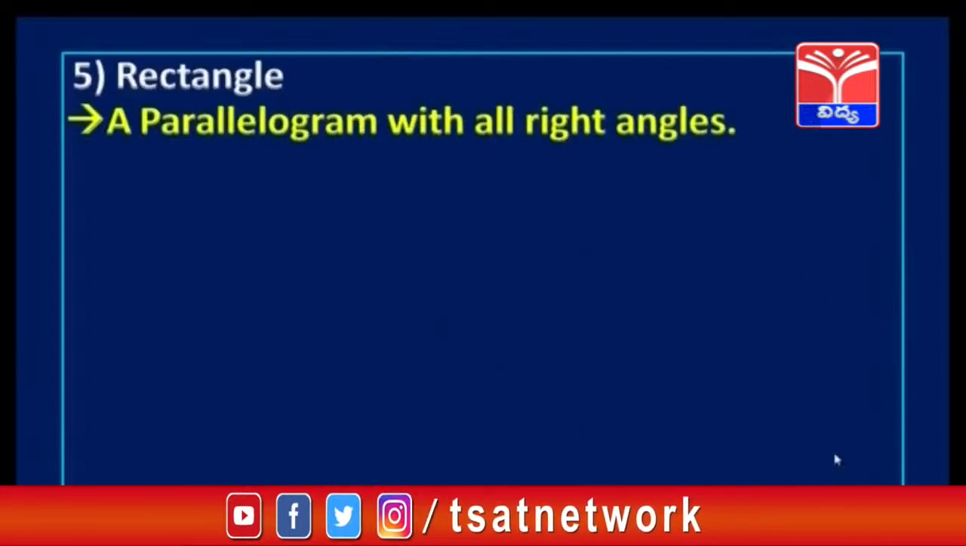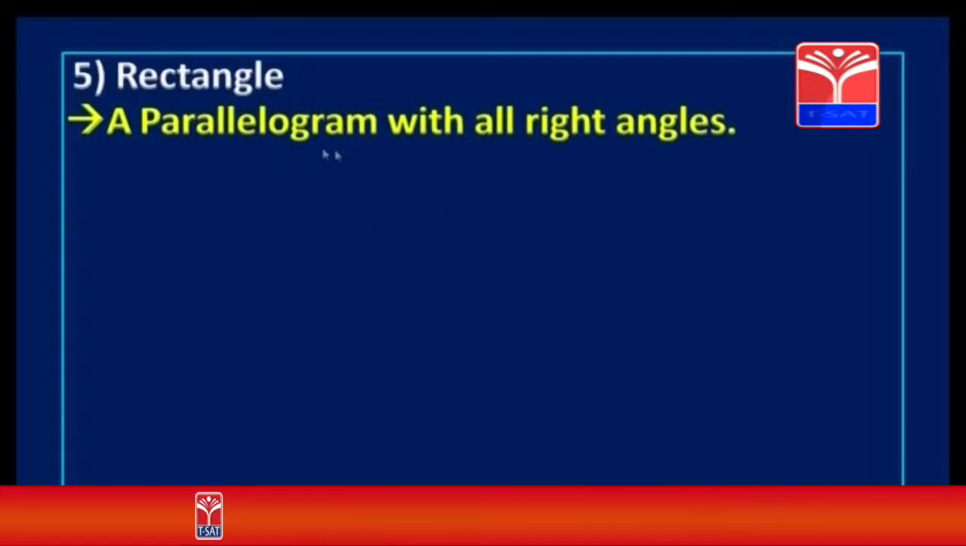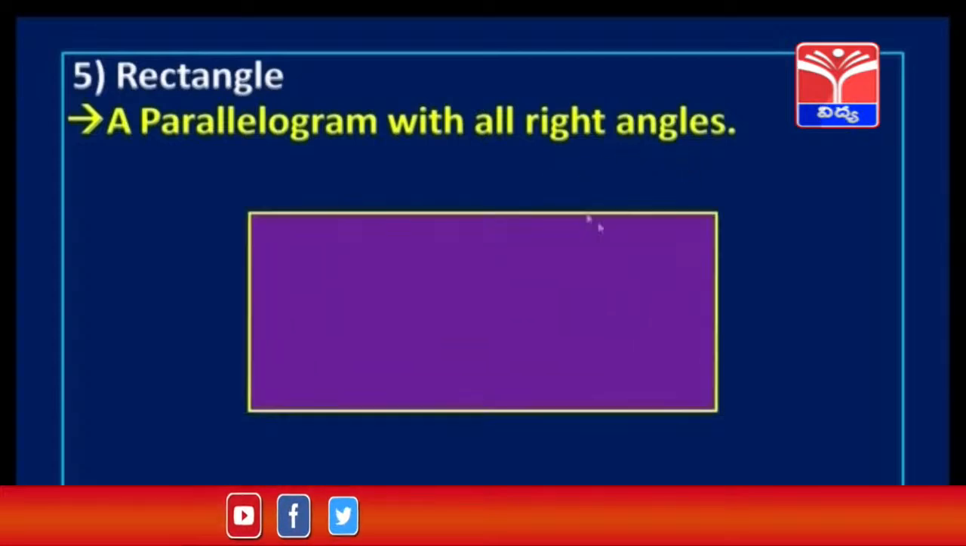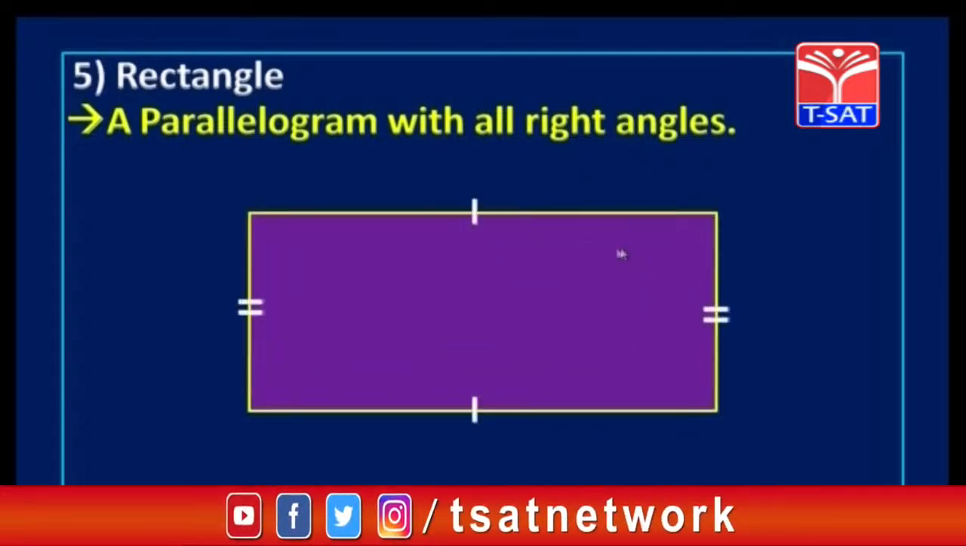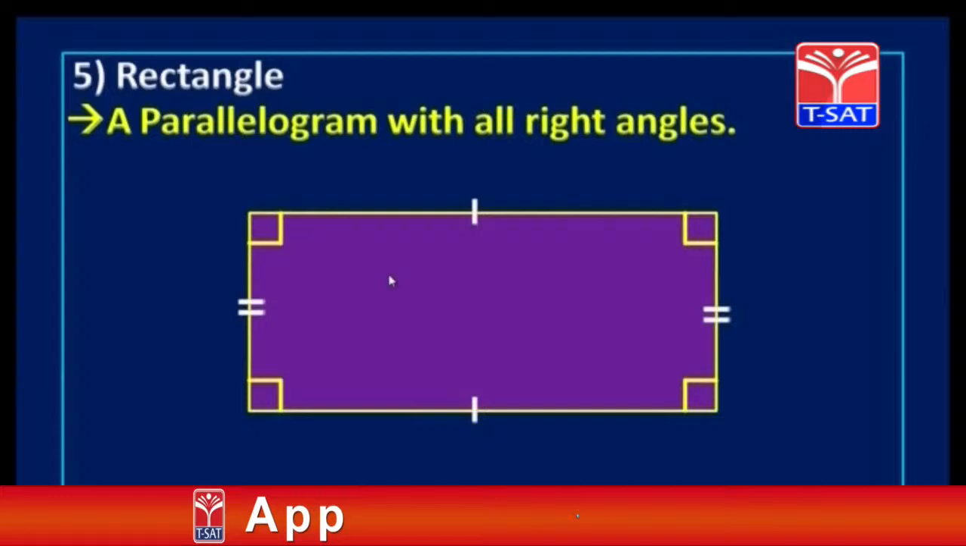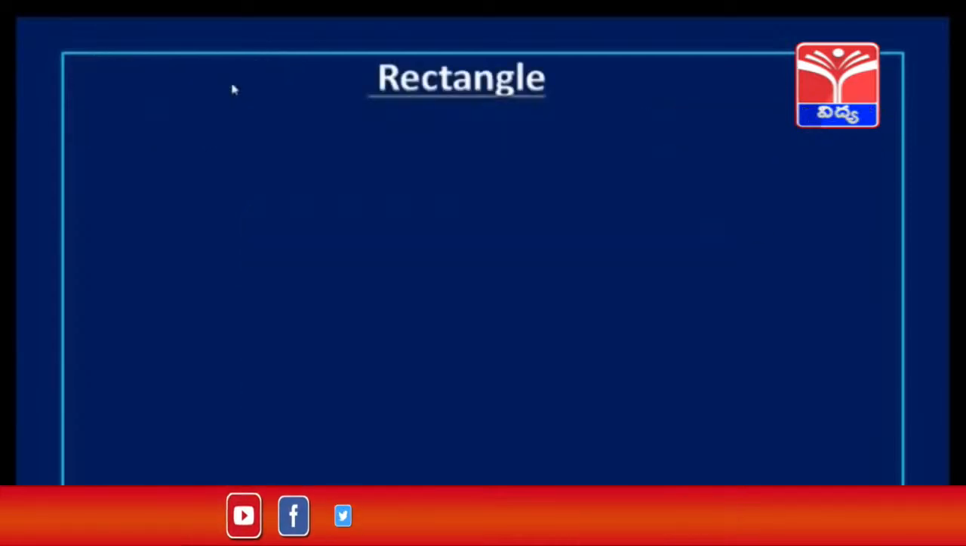Now, let us understand what is a rectangle. A parallelogram with all right angles. See children, a parallelogram with all equal sides is called a rhombus. A parallelogram with all right angles is called a rectangle. Children, I am taking here opposite sides are equal, and all angles are equal to 90 degrees. So, I can call this a rectangle. So, in a parallelogram, if all the angles are right angles, then we can call it a rectangle.